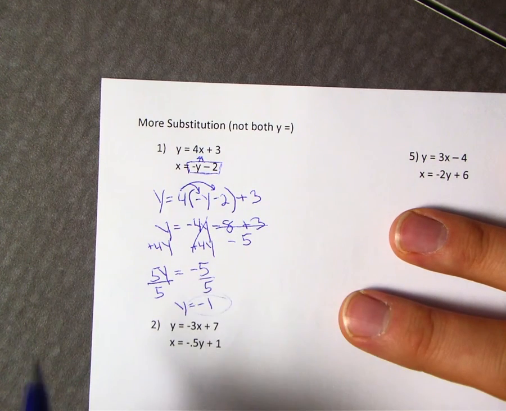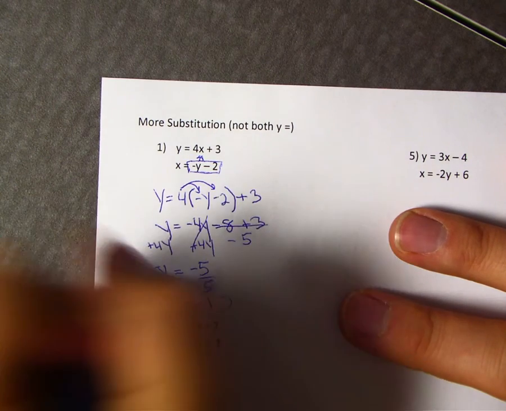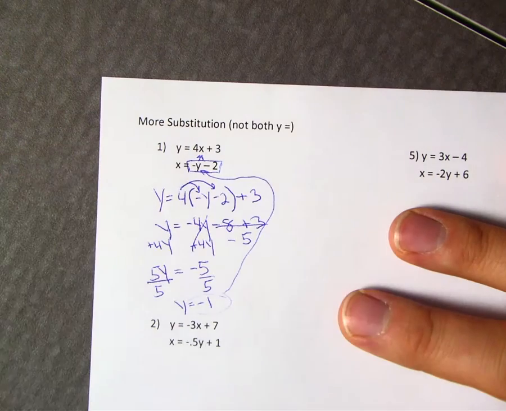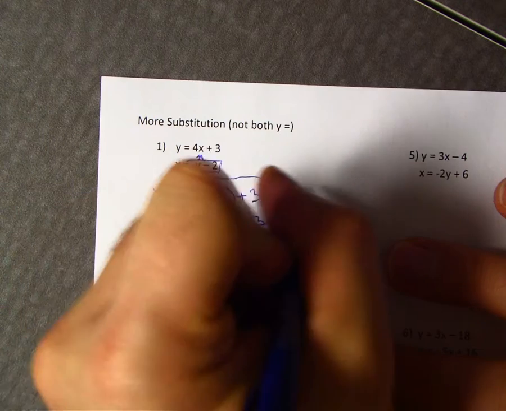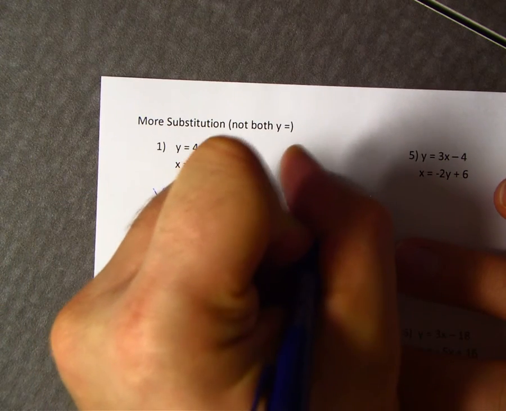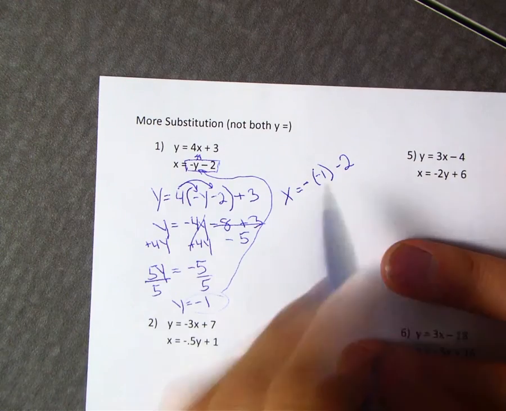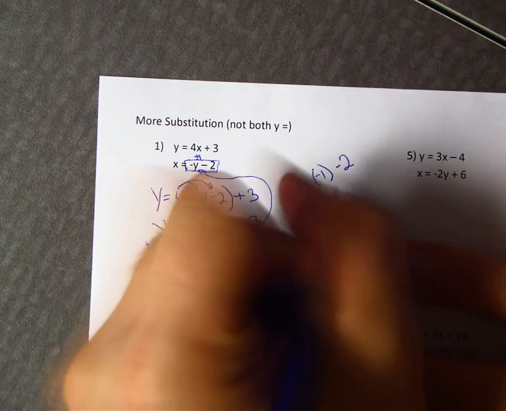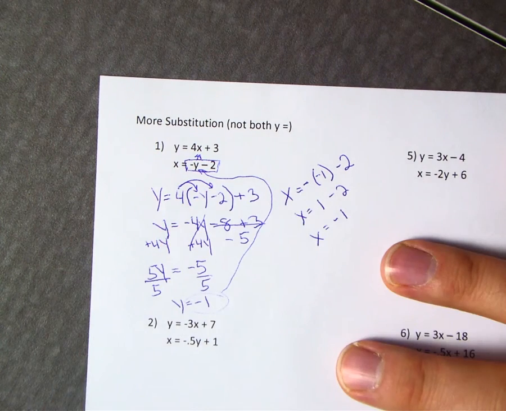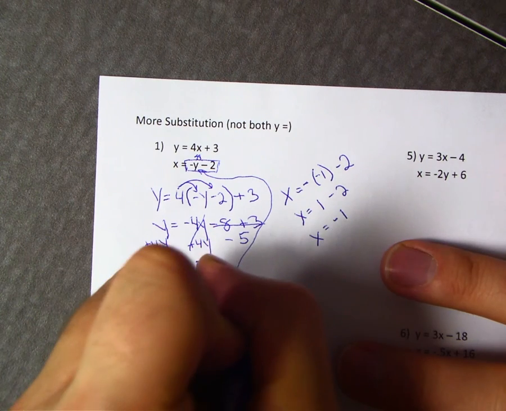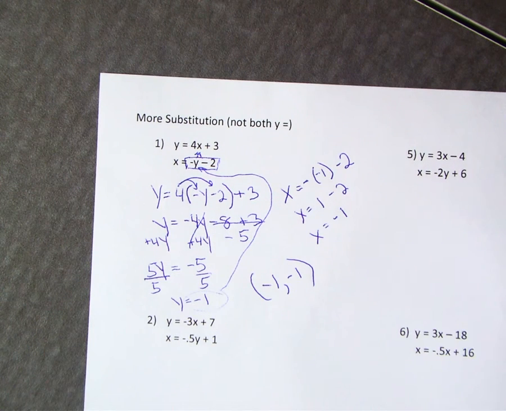Now we're going to take that negative 1 that y equals and we're going to plug it in to one of these two equations up here. Right? It's probably going to be easier to plug it into the one where it's x equals, right? Because we want to know what x equals. So I'll rewrite that now as x equals negative 1, because I put the negative 1 in for y, minus 2. Negative 1 is 1, minus 2, and 1 minus 2 is negative 1. So now we know that our solution is negative 1 for x and negative 1 for y.